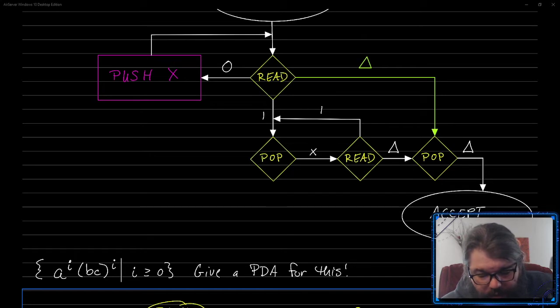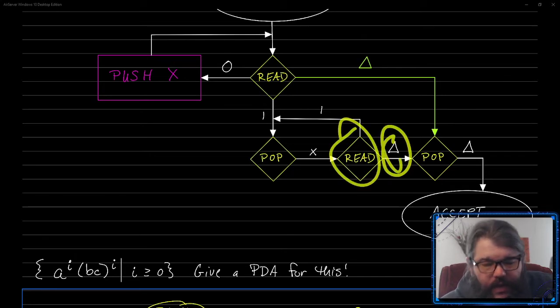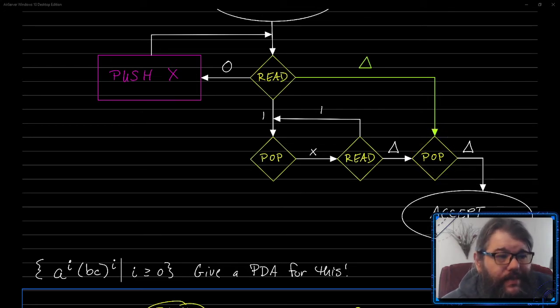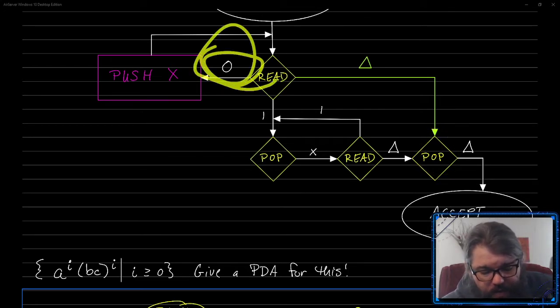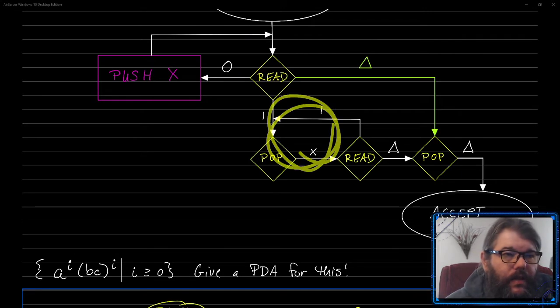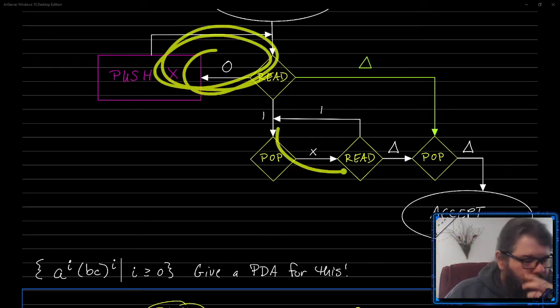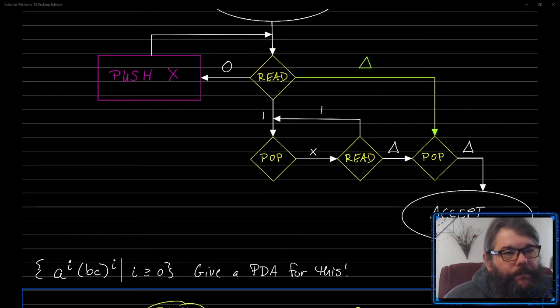At the end, when I get to the end of my input, I'm going to read a delta, and at that point, it's important that my stack is empty, because if my stack is empty, that means I pushed as many X's as I popped. So when you write a grammar like S goes to 0S1, you're saying, I'm going to remember the zeros so I can pop the 1s later. That memory is what's happening in this PDA. I'm remembering the zeros so that I can pop the zeros when I get to the 1s.